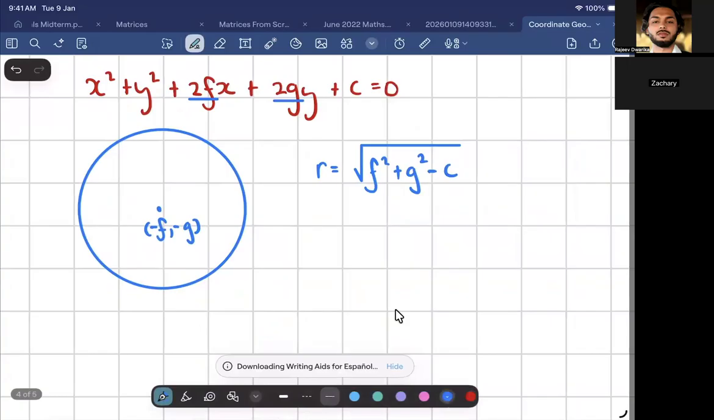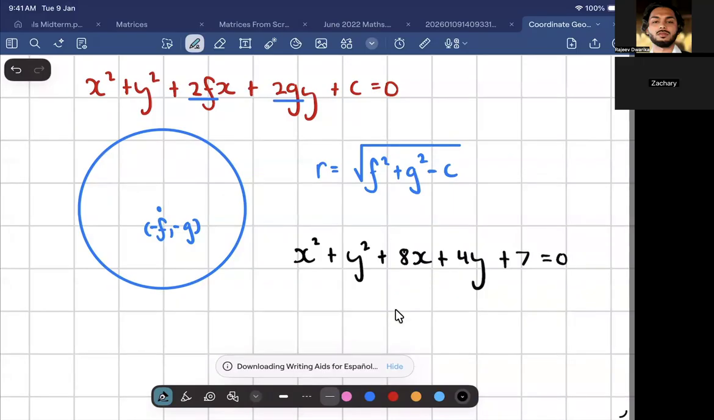So, Zachary, say I gave you this equation here: x squared plus y squared plus 8x plus 4y plus 7 is equal to 0. Do you know how you would find f? I'm not sure, sir. Okay, at least tell me for c. C would be 7. Okay, so we know that c is equal to 7. Cool. So if you could figure that out, you could more than figure out f.